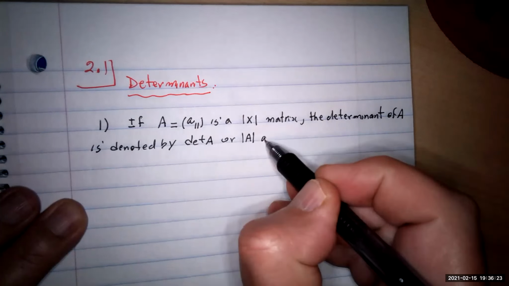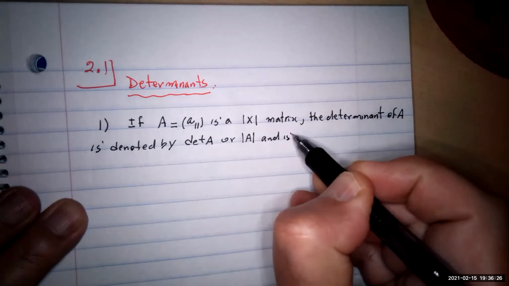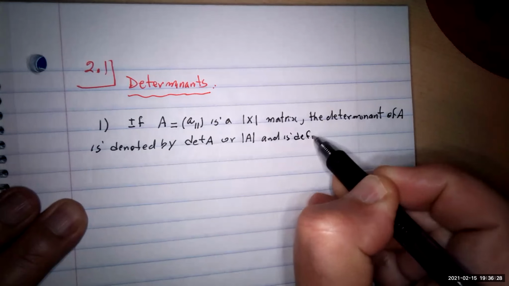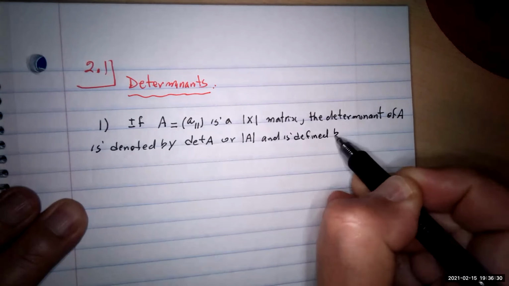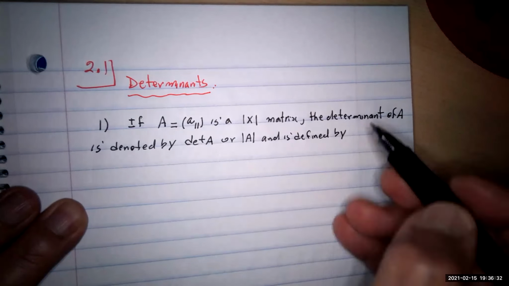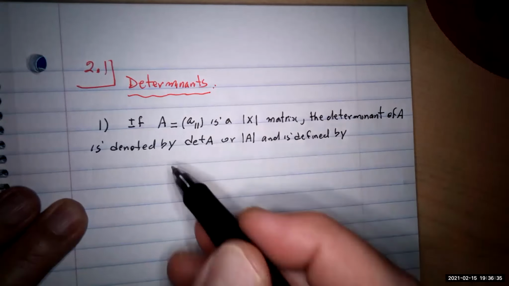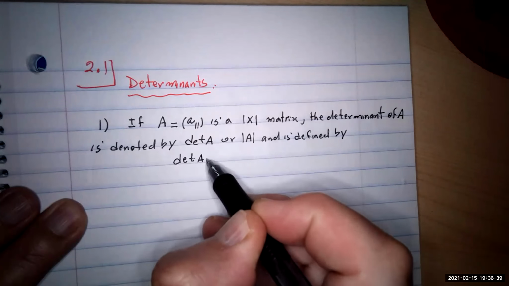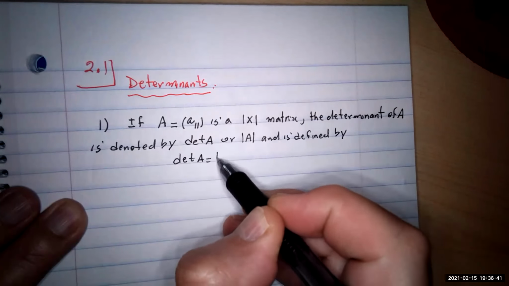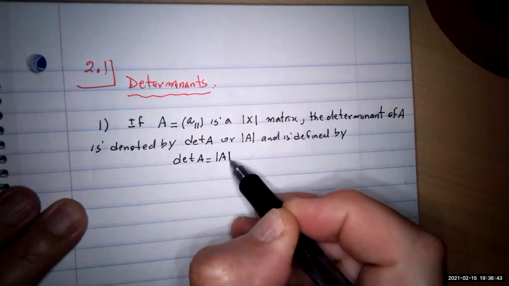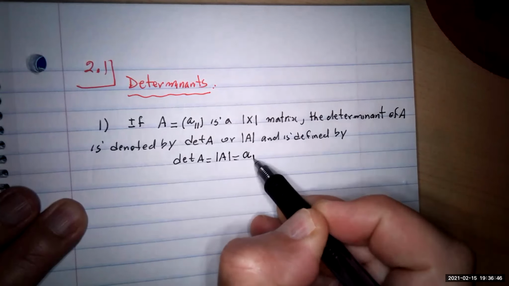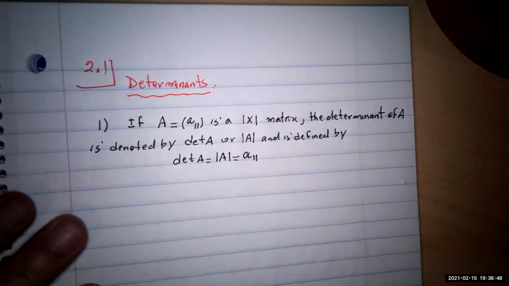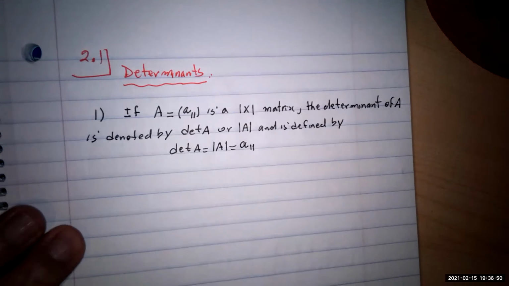And it is going to be defined for this one, we have just one entry. So the determinant of A, or det of A, which is the same thing with the same notation, is going to be A11. It's very rare, but we have to define everything. So we are done with the one by one.